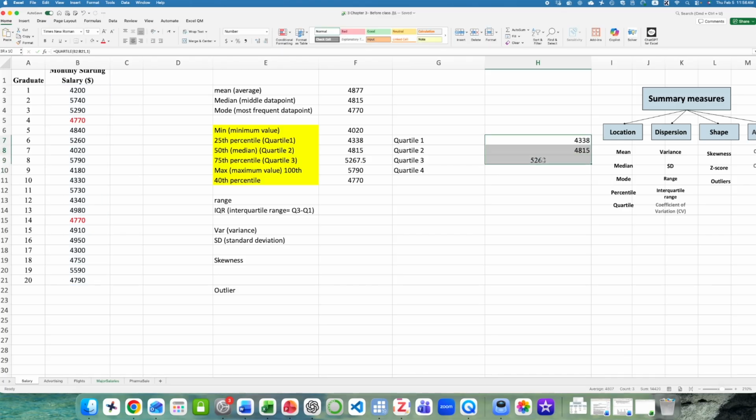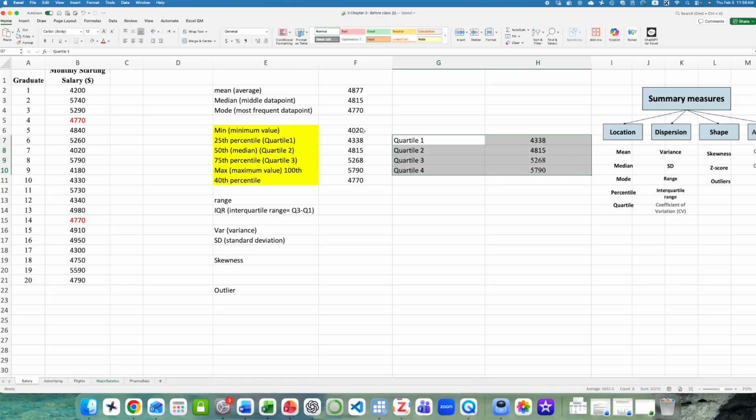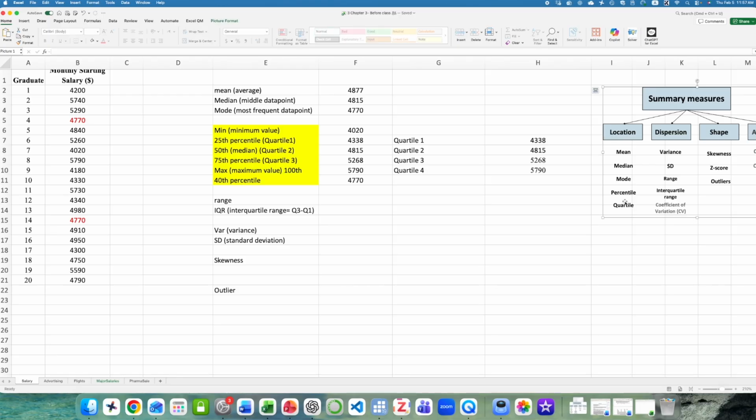You can see that these numbers are equivalent to these numbers. If I decrease the decimal here. Quartile of the array and comma 4. That would be the maximum. So either use the quartile function if you are interested in the 25th, 50th, and 75th percentile, or you can use the percentile function for any percent of the data you're interested in. This is all about location measures.